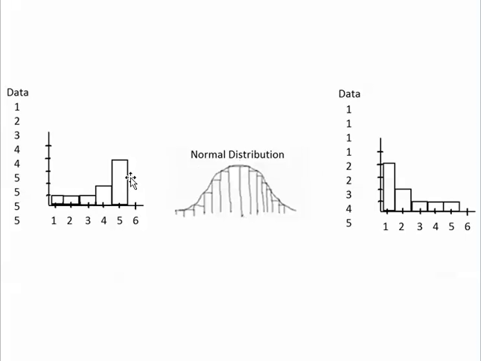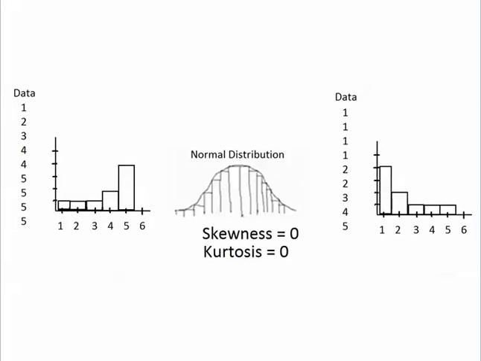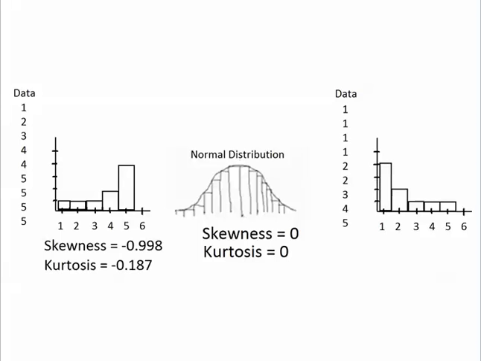So what's going to happen is when we calculate the skewness and kurtosis values, when we calculate the skewness value of this data set and the skewness value of this data set, they'll both come out to the same number, but the sign will be different.